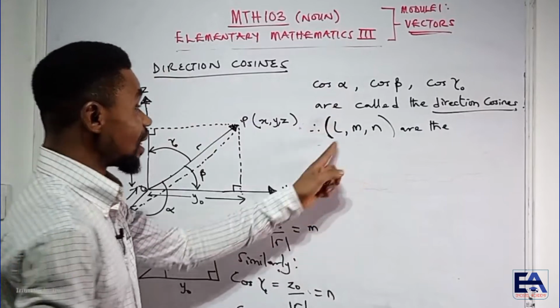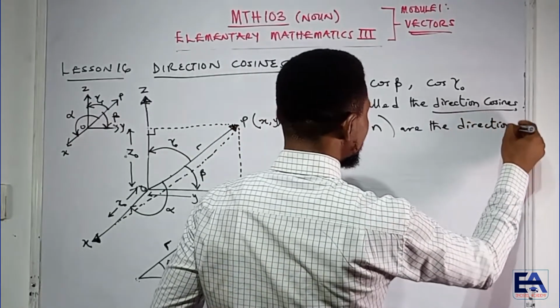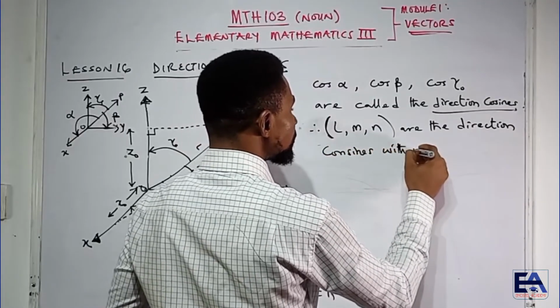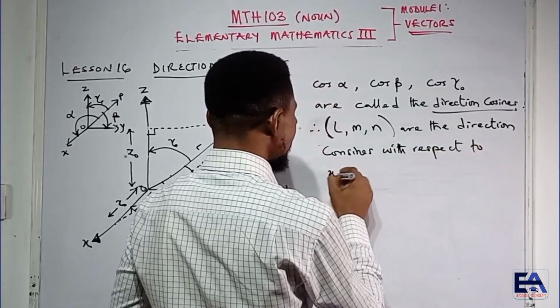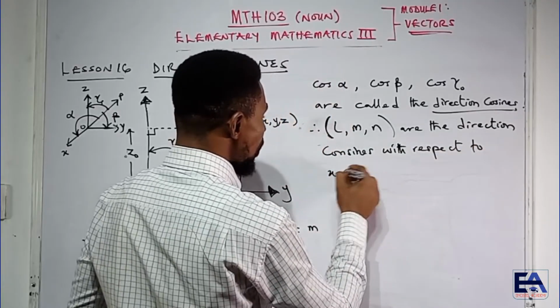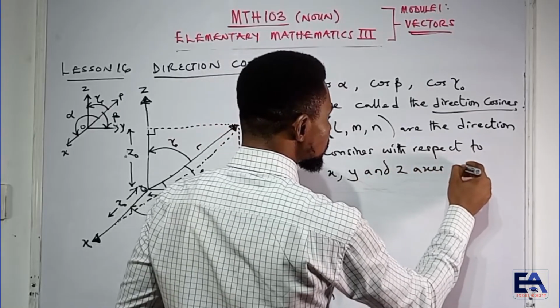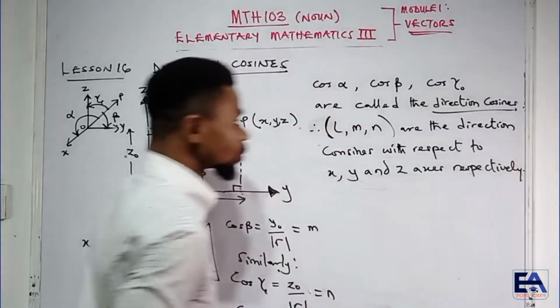Okay, L, M, and N are the direction cosines with respect to the x, y, and z-axis, respectively. So that's that.